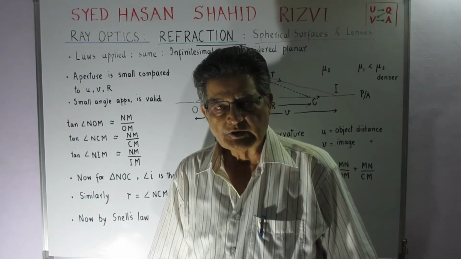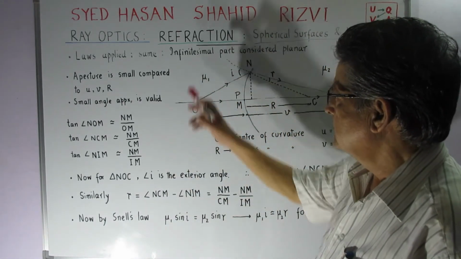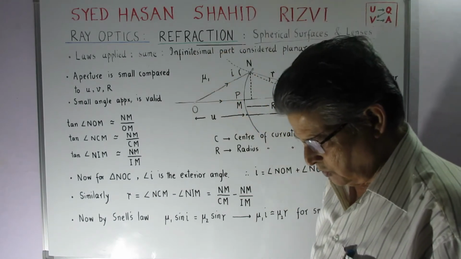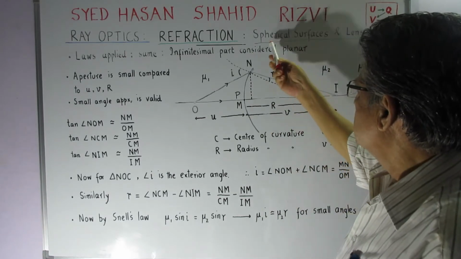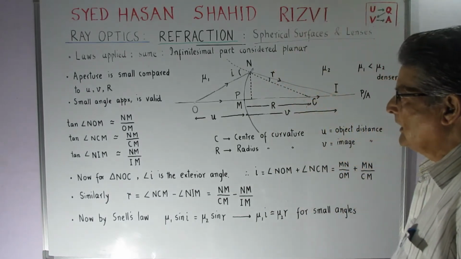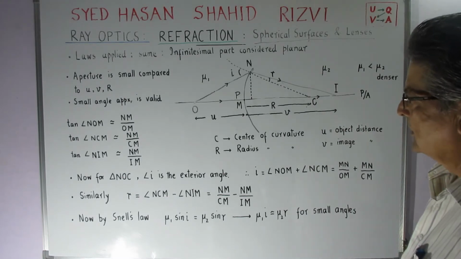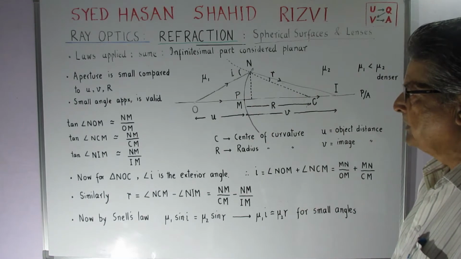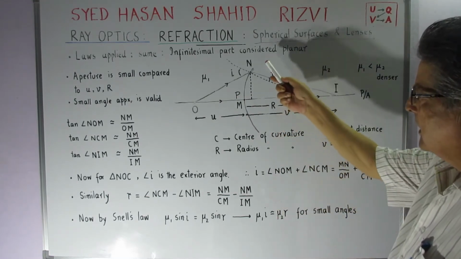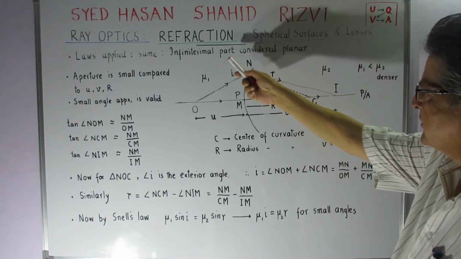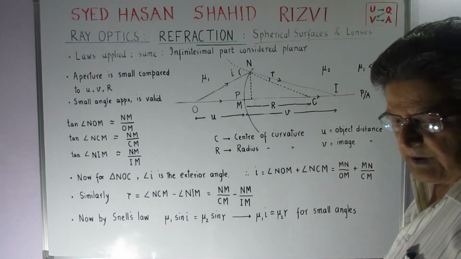So welcome back once again. In the last lecture we studied refraction through plane surfaces, and today we talk about refraction in spherical surfaces and lenses. The same laws of refraction will be applied, and we will consider an infinitesimal part of the surface to be rather planar.